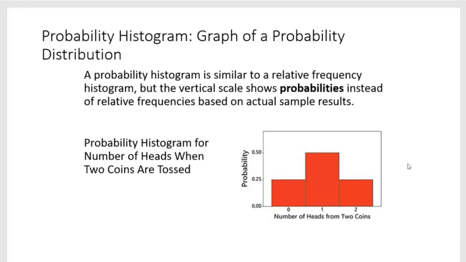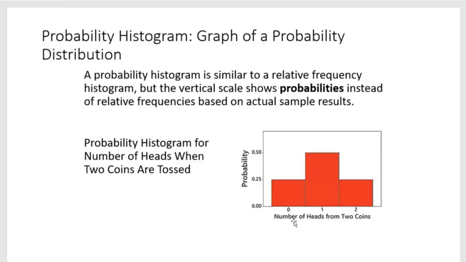One of the ways that we can show this distribution is to make a histogram. The histogram is your graph of your probability distribution. And you can see here on the left we have probability, and then on the X scale we have our outcomes.